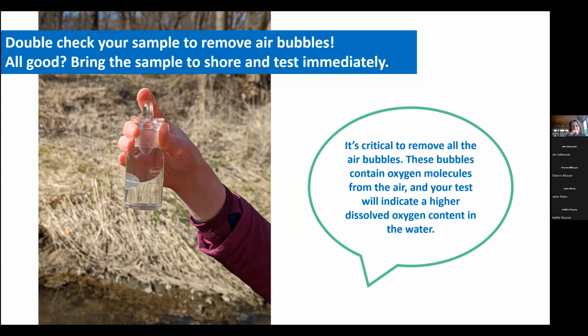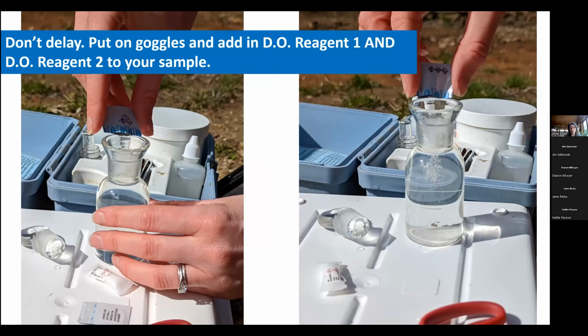And the reason this is important is because we're intending to measure just the oxygen dissolved in the water. We don't want any of the oxygen that's in the air, and that's what air bubbles are. So if you accidentally do the test with air bubbles in your sample, it's going to record a higher dissolved oxygen level. We don't want that. So once you have a nice clean sample, you can bring it to shore to do your testing. And you don't want to delay either, because the longer you delay, the more the dissolved oxygen in the water is going to be exchanging with the air, and that's going to mess up your reading. So you want to do the testing right away.